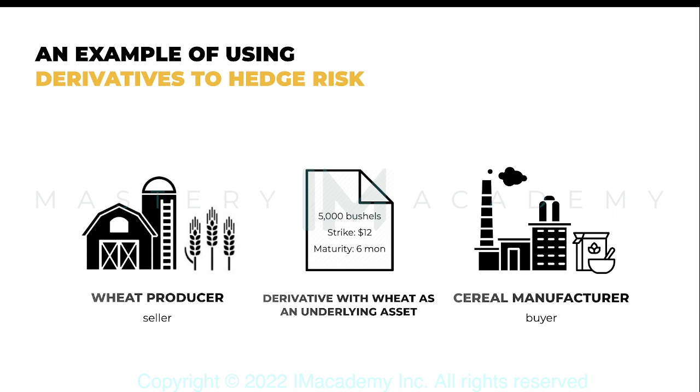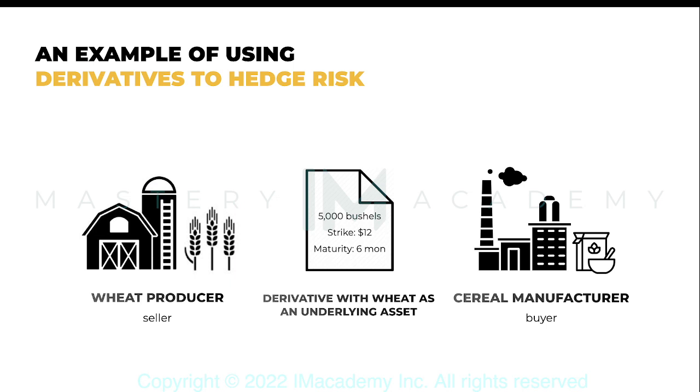So basically, the interest of only the wheat producer or the cereal manufacturer can be met, and not both. This example, which we are talking about now, is based solely on one specific type of derivative, called the forward contract, which was used by both parties.